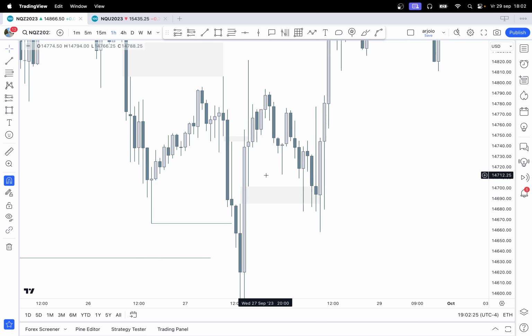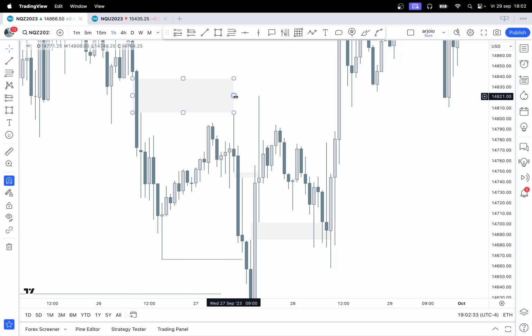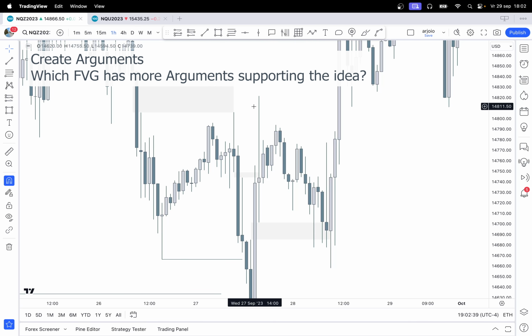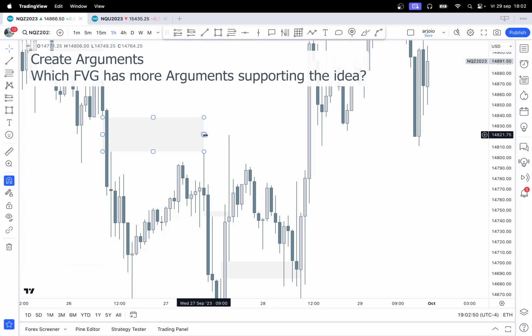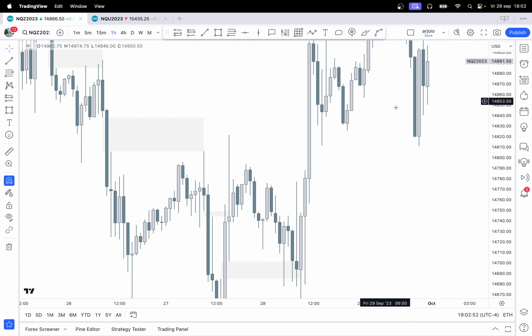Why? If we pay attention to detail, this fair value gap has already been traded into once. So again, when we trade into a fair value gap the second time, it is already weaker. It's already been used up. So when we see this bullish fair value gap, and we come into it right there, we have weak fair value gaps right there. We have bullish, strong fair value gaps.